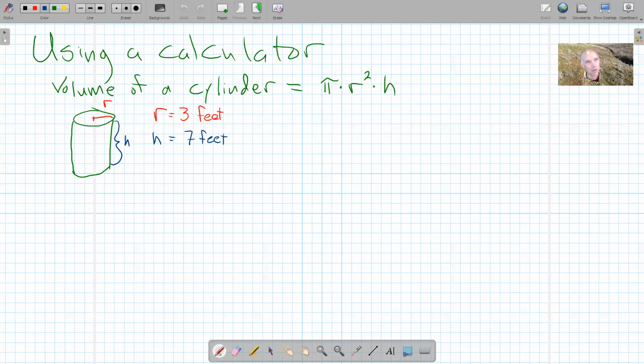Okay, so first problem. We have a formula for the volume of a cylinder, and we want to make a calculation if the radius is 3 feet and the height is 7 feet over here. So then I want to enter that into my calculator.